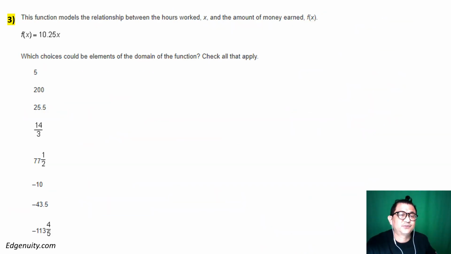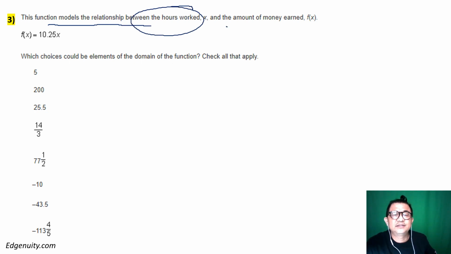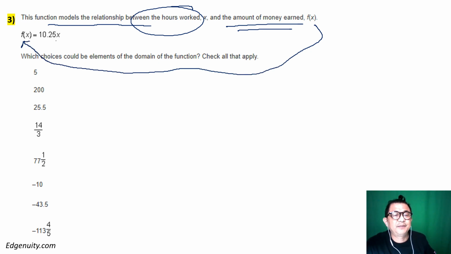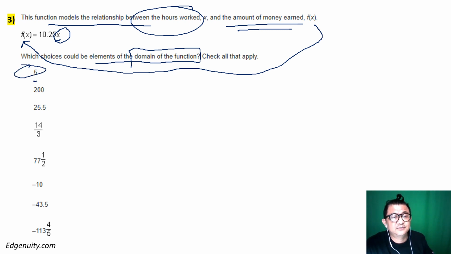Now, third question. A function models the relation between the hours worked and the amount of money earned. So the money you earn depends on the hours of working. Which could be the elements of the domain of the function? What could be the possible x that you work? How many hours could a person work? 5 hours? Yeah, makes sense. Can you work for 200 hours? Yes. 25.5, can you work for half an hour? Oh yes, you'll still be paid. They will still compute for the pay.